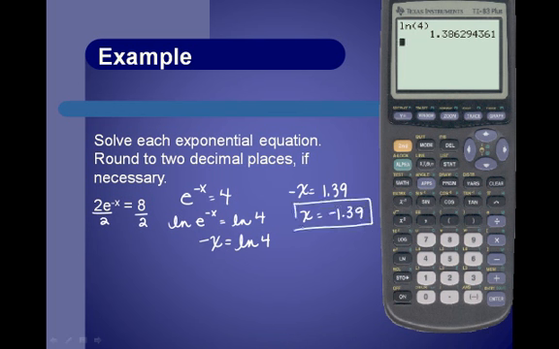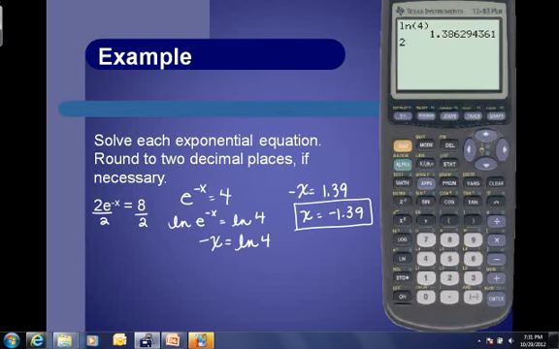Now to check it, we could just plug it back into our original problem. We would get 2 times e to the power of negative, and because x is negative, that's going to be negative 1.39. Close that, and we get 8.029, which is pretty close considering we had to round just a little bit.